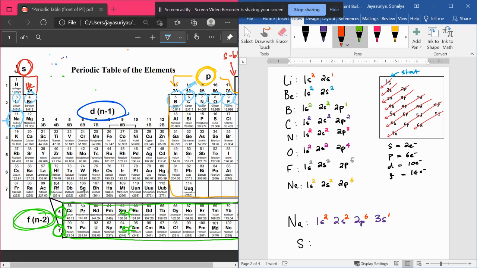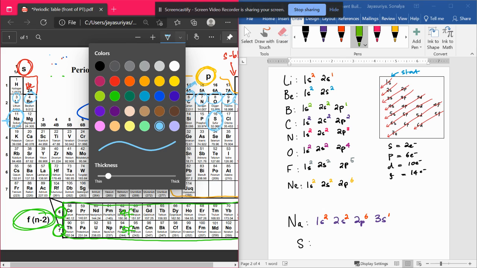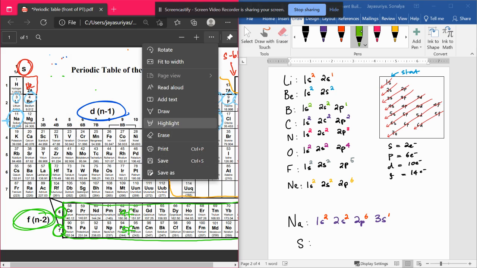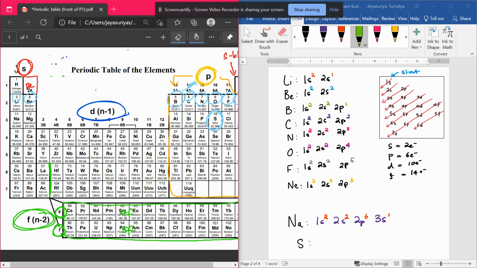Okay, let's do sulfur. Sulfur is right here. Sulfur is in the third period, in the P block. Okay, so that means it ends in 3p. So before 3p comes 1s, 2s, 2p, 3s, 3p.